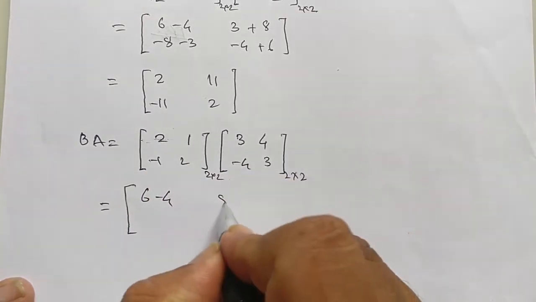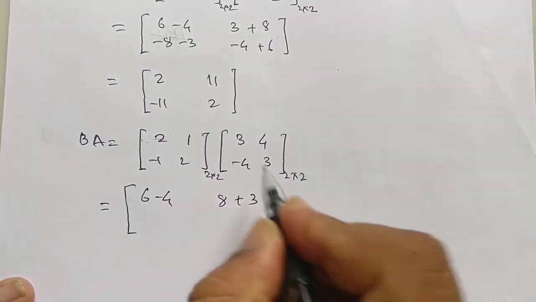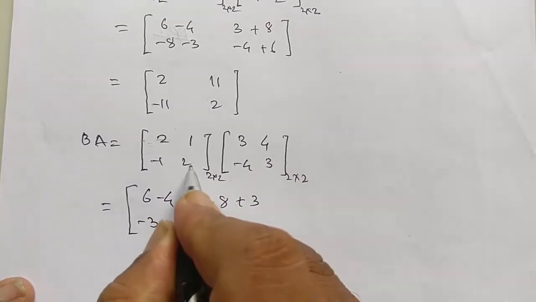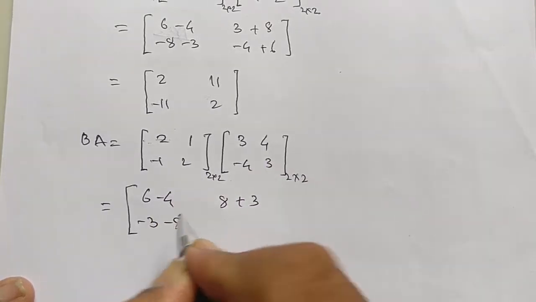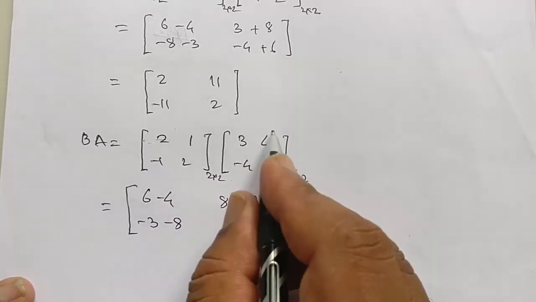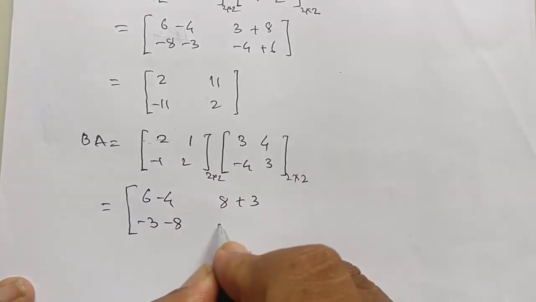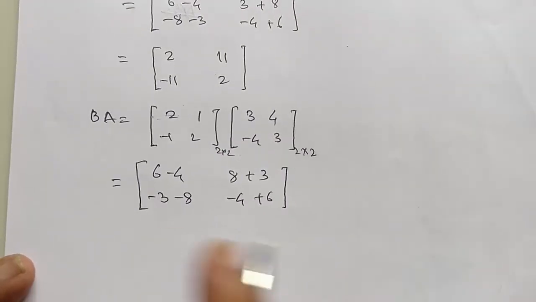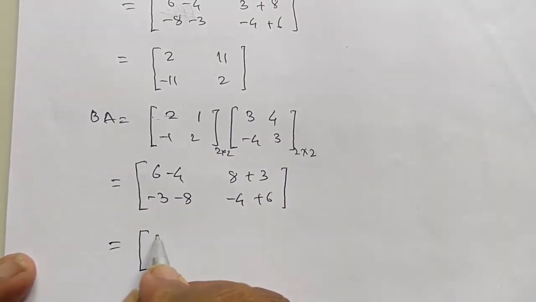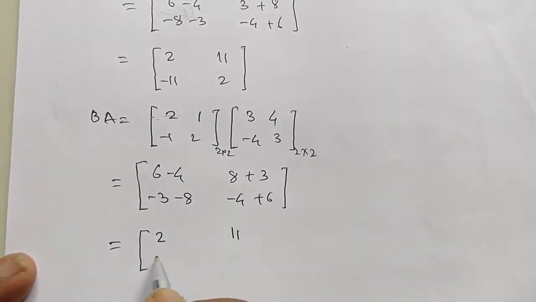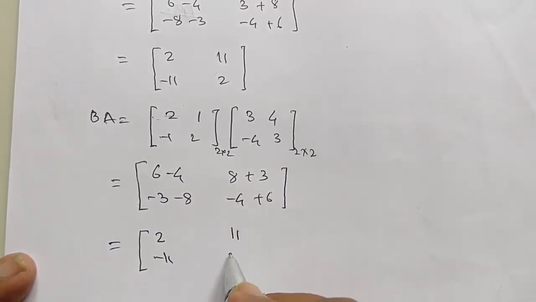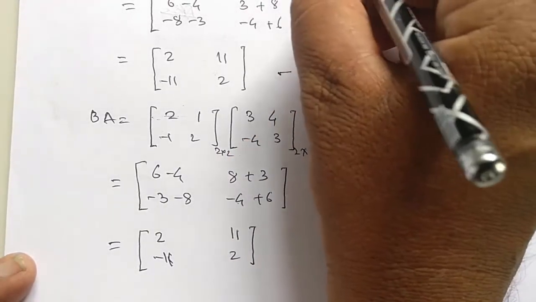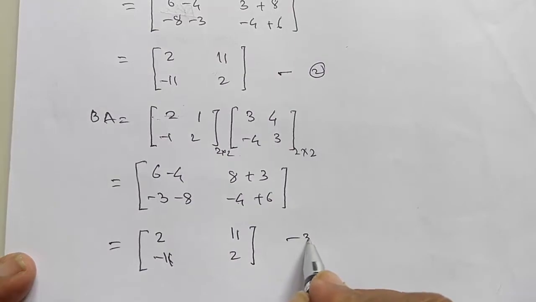First row, second column: 8 plus 3. Second row, first column: minus 3 minus 8. Second row, second column: minus 4 plus 6. So, this is equal to 2, 11, minus 11 and 2. So, this is equation number 3.